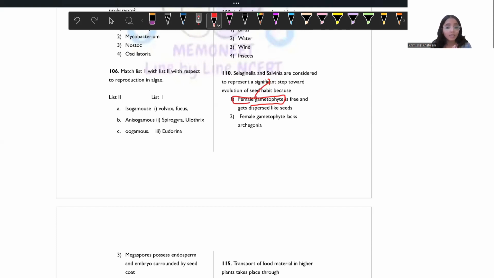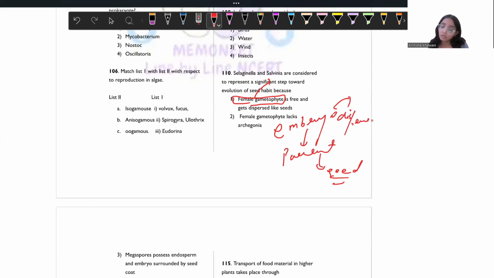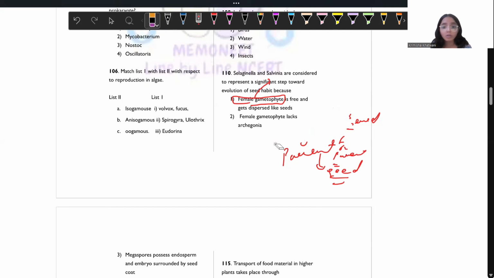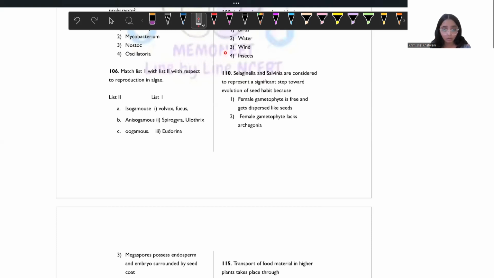See, this is one basic concept: embryo needs to be on its parent body for it to become a seed. If the embryo is getting dispersed, or if embryo is not on its parent body, then seed will not form. Understood. This is the basic concept. So for a seed to form, embryo needs to be on its parent body. If female gametophyte is free and dispersed, then it won't form seeds. So the first option is wrong. Now let us see the second option.